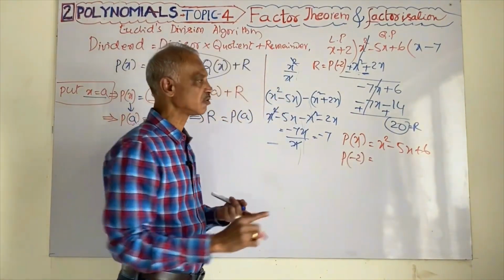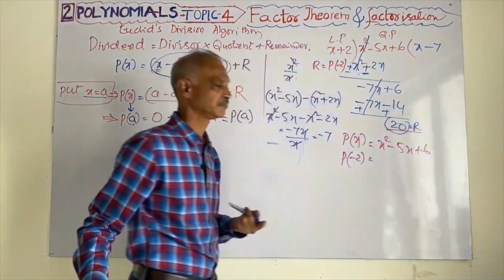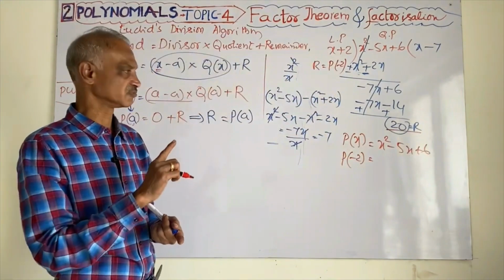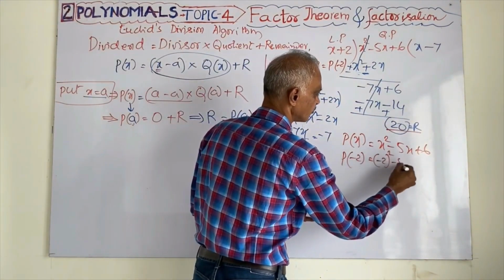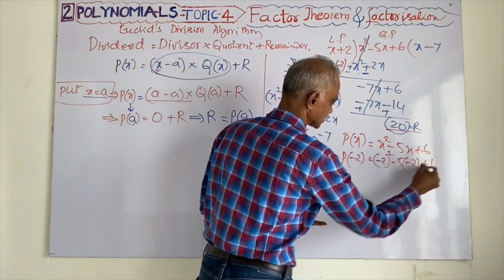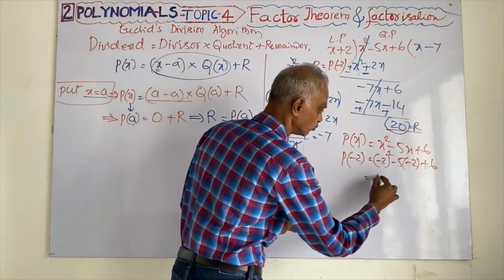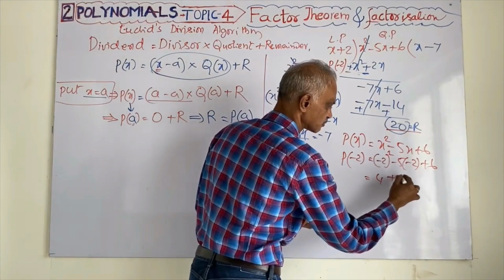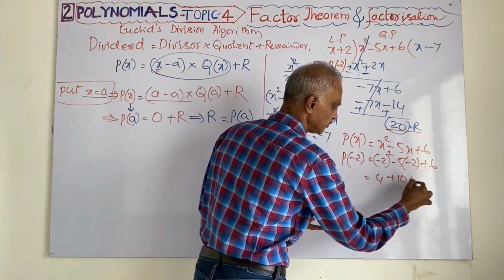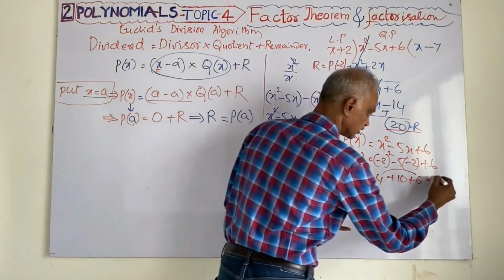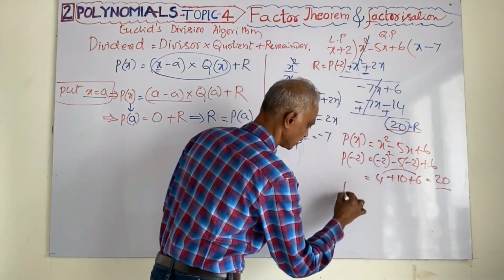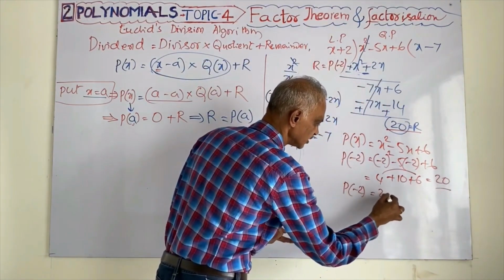The remainder, what remainder should you get? The remainder should be 20. You see, (-2) whole squared, 5 into minus 2, plus 6. Minus 2 squared means 4. Minus into minus plus 5 into 2 is 10, plus 6. 6 plus 4 is 10, 10 plus 10 is 20. What is the remainder? P of minus 2 is 20.